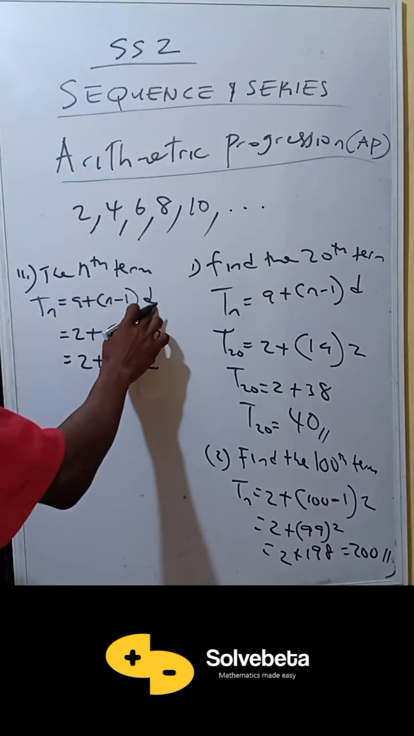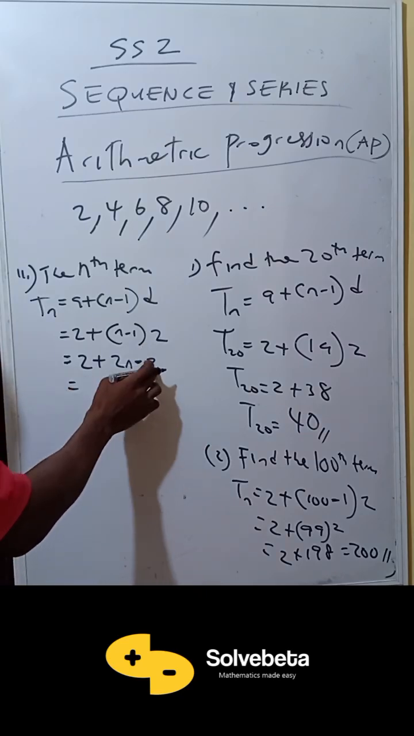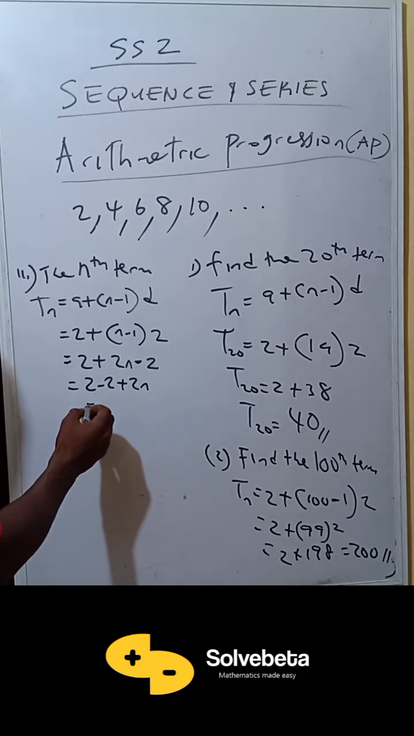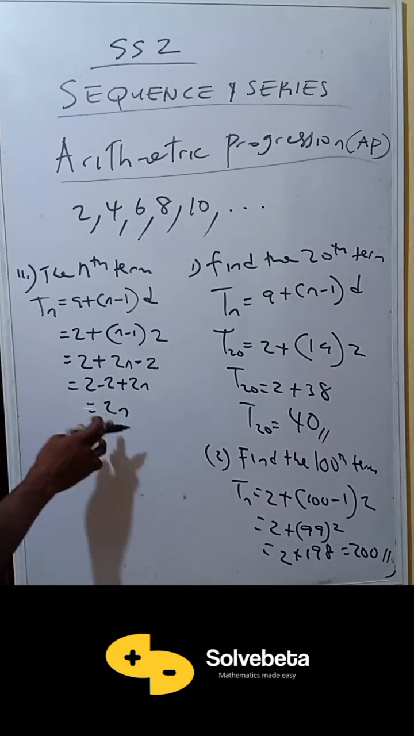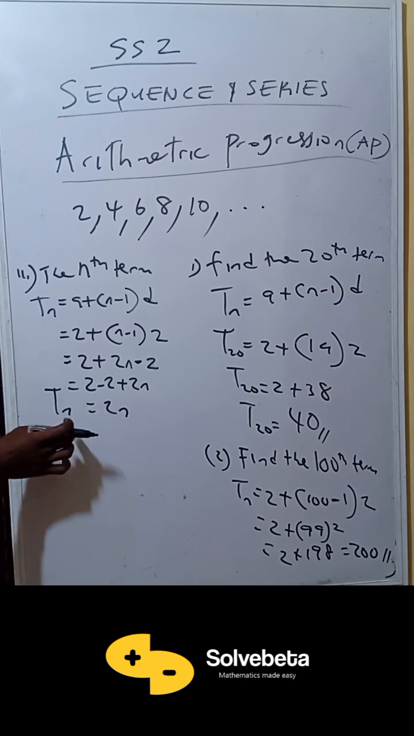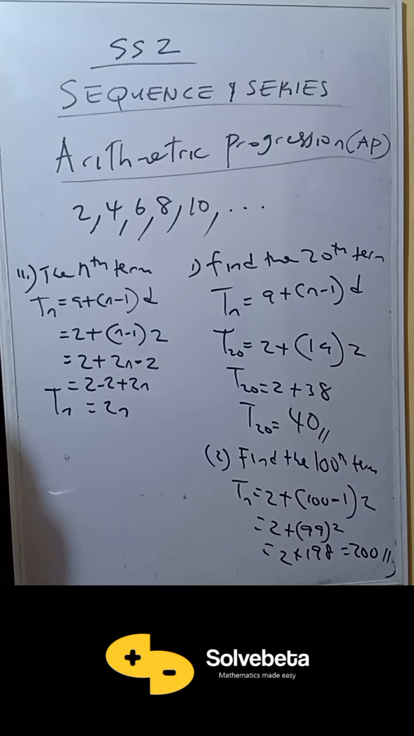So 2 plus 2 times n, 2n, 2 times minus 1, minus 2. When you collect that, you have 2 minus 2 plus 2n. So 2 minus 2 is 0, 2n. So it means that the n term is 2n. To get any term in this sequence, just multiply 2 by the position of the term you are looking for.